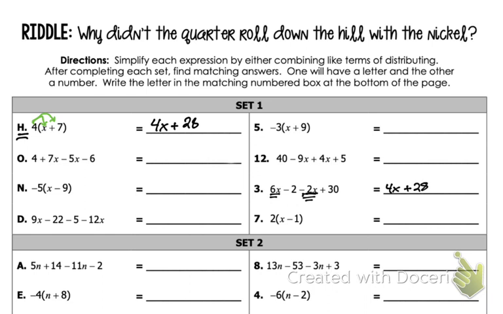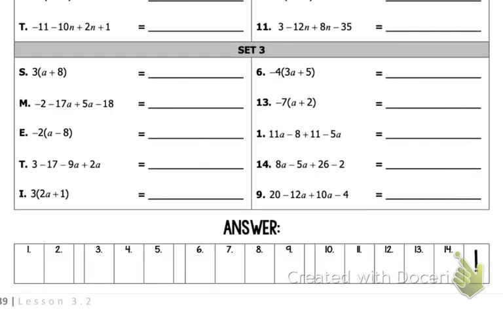Do you see how these two match up? See how this says H and this one says 3? So number 3 is H. So we go down to the bottom and match up our 3 and our H. So we find number 3 and we put an H in there.